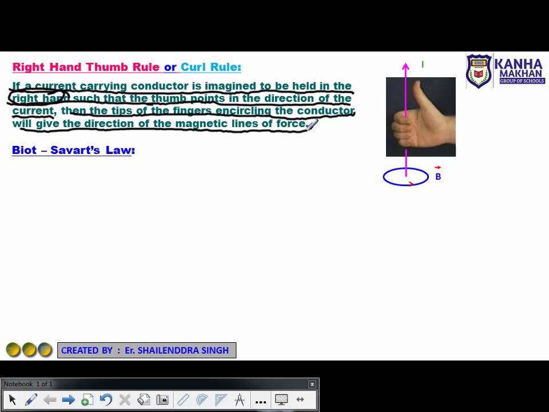Please see the board. Suppose a current carrying conductor is given here. If current I is directed in the upward direction, and you curl your fingers around it like that, holding it in your right hand, then if the current is directed along the thumb, the magnetic field must be directed along the direction of the curled fingers.